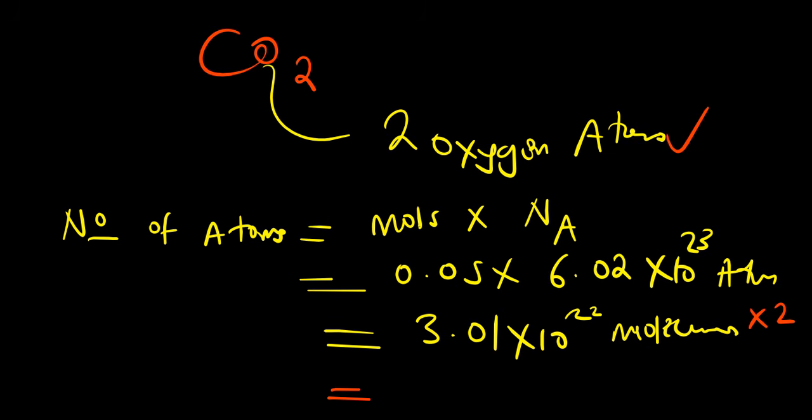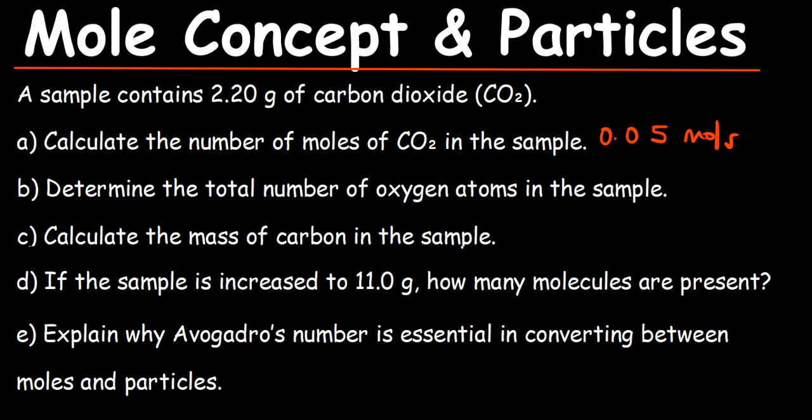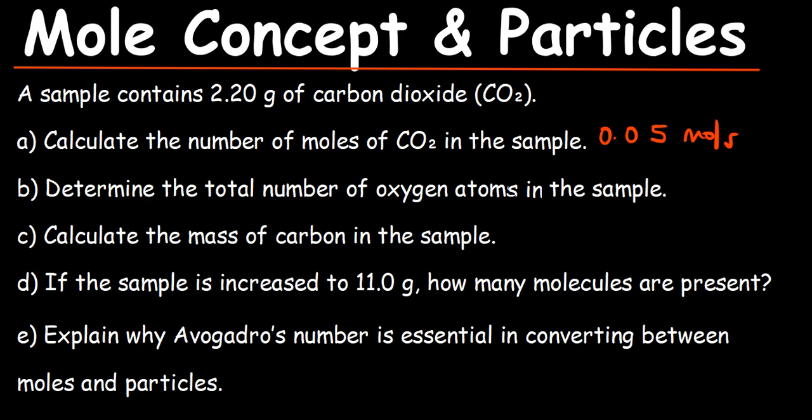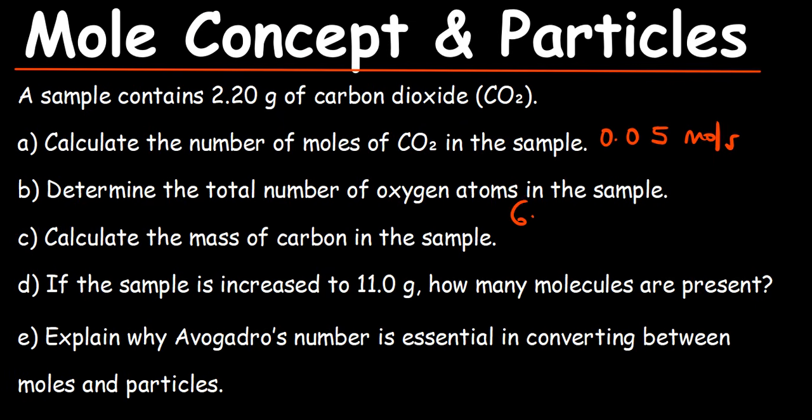So the answer that I have multiplied by 2, I'm getting 6.02 times 10 to the power 22 atoms. So basically it's going to take me back to the Avogadro's number. Okay, close to the Avogadro's number. So basically that's how we solve this one. We're saying B, that is 6.02 times 10 to the power 22 atoms.